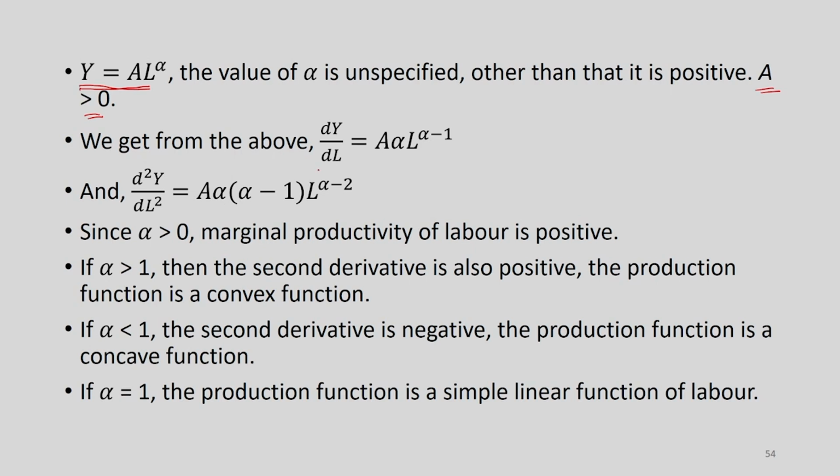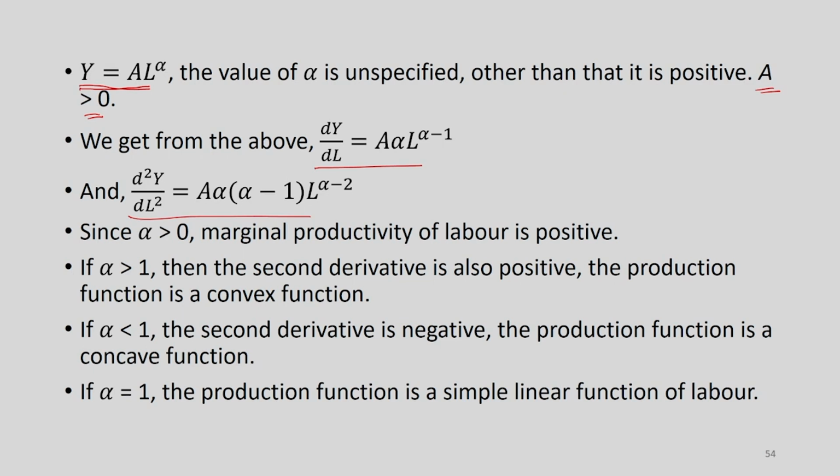Now, if we take the derivative of this output with respect to the input, that is dy/dL, then we just apply the power rule and we get capital A multiplied by alpha, L to the power alpha minus 1. So, this is the first derivative, and from that we get the second derivative. It becomes capital A multiplied by alpha times alpha minus 1, L to the power alpha minus 2.